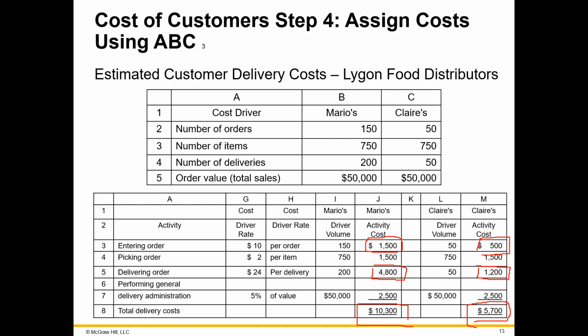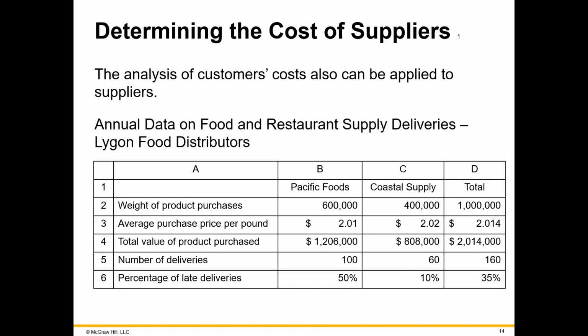A similar type of analysis can be done on the other side. It can be done with your vendors or your suppliers. In this situation, Lygon is using Pacific Foods and Coastal Supply as their vendors. Looks like the company buys more product from Pacific Foods. They buy 600,000 pounds of food compared to the 400,000 purchased from Coastal Supply. The price is about the same. Pacific Foods is slightly cheaper at $2.01 versus $2.02. So maybe that's why the company buys from Pacific Foods a little bit more often.